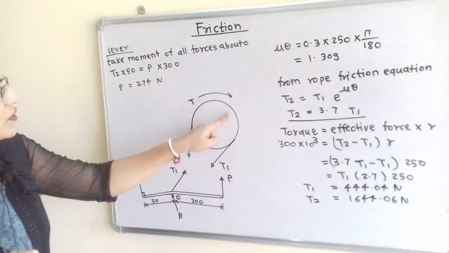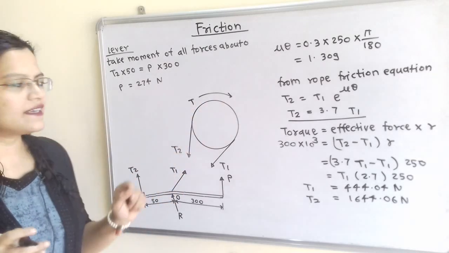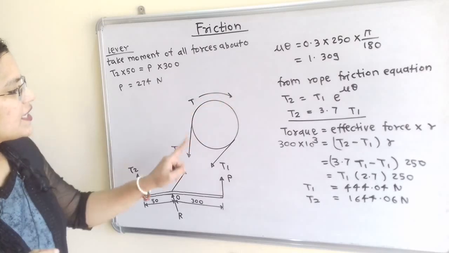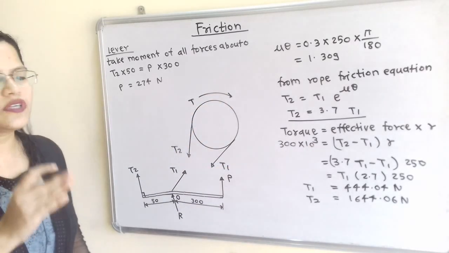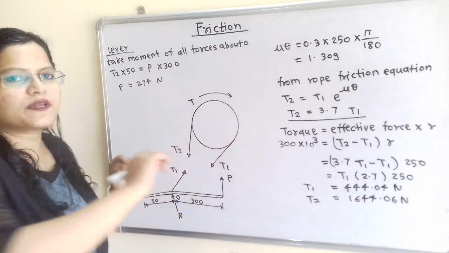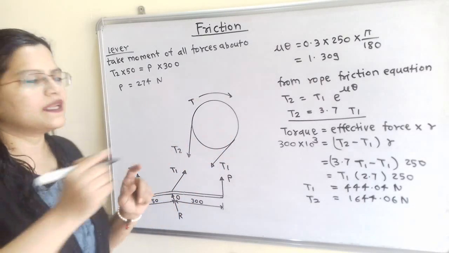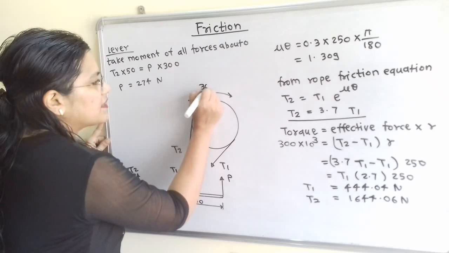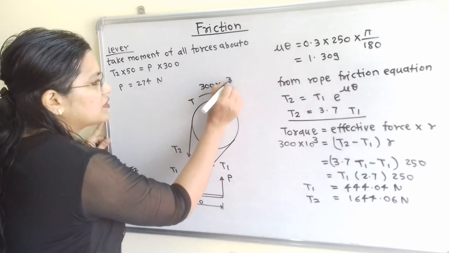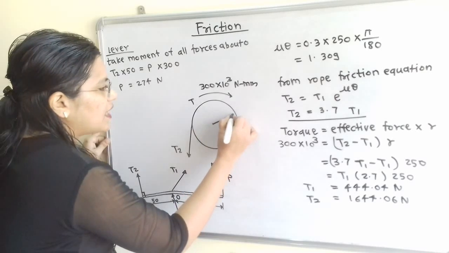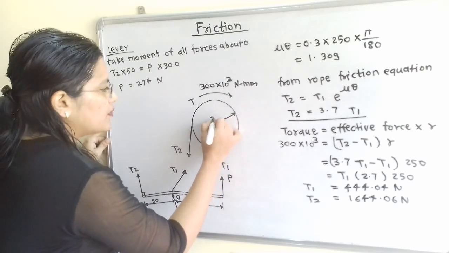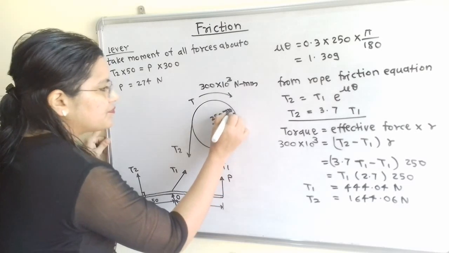Now if we observe the torque on this brake drum, then this torque is given with 300 into 10 raised to 3 Newton millimeter. So I will write here, because radius is mentioned in millimeter, 300 into 10 raised to 3 Newton millimeter. And here radius R is given 250 millimeter.